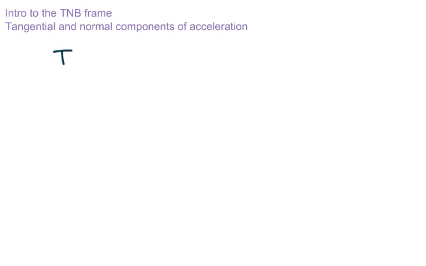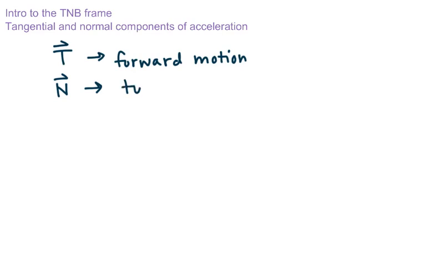So T, let's think about what that tangential unit vector represents. It means forward motion, right? Remember, this is the unit vector from velocity. So it's showing us the direction in which we are going. Whereas that normal unit vector represents the turn of the path. That helps us understand the curvature better.